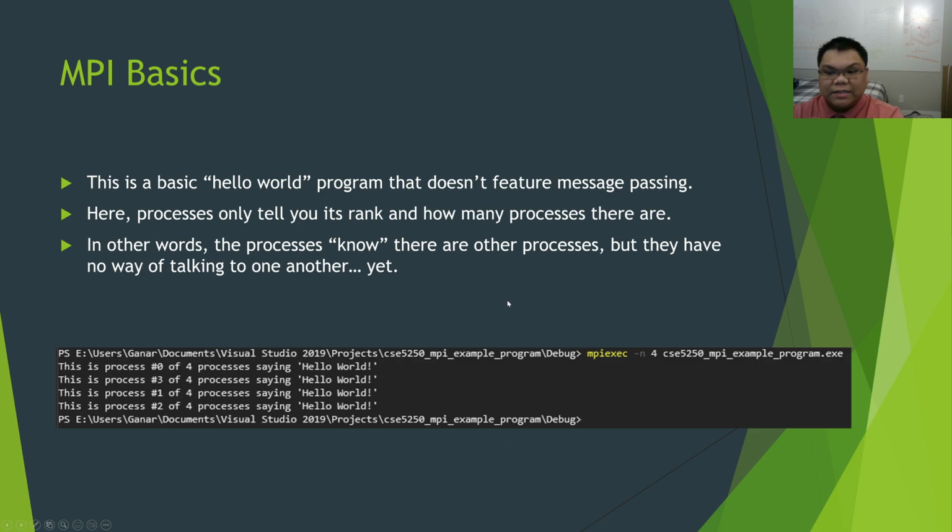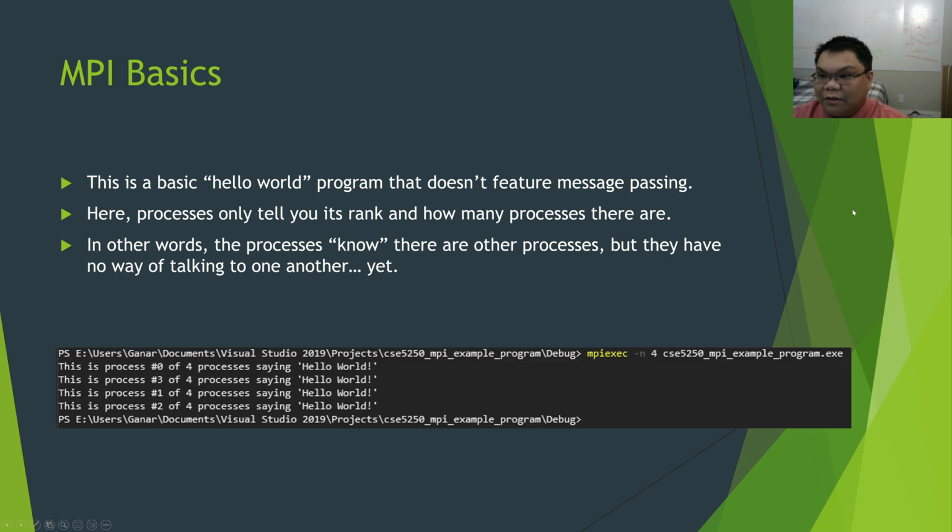Okay, so this is a really basic program, and it doesn't even feature message passing. Here, it's just gonna print out its rank and the number of other processes there are. So basically, each process knows there are other processes, but they have no way of talking to one another just yet.